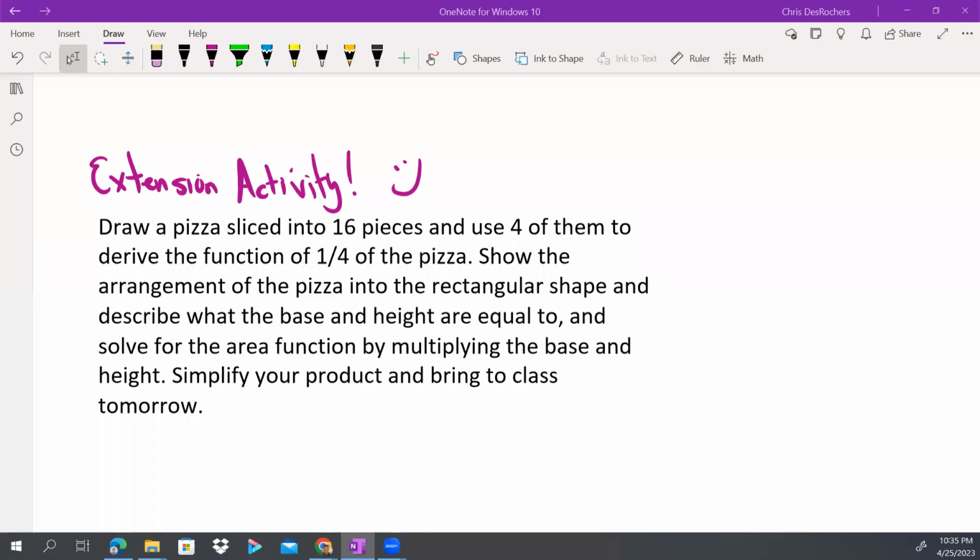Now your extension activity. Draw a pizza sliced into 16 pieces and use 4 of them to derive the function of 1/4 of the pizza. Show the arrangement of the pizza into the rectangular shape and describe what the base and the height are equal to, and solve for the area function by multiplying the base and the height. Simplify your product and bring this to class tomorrow.